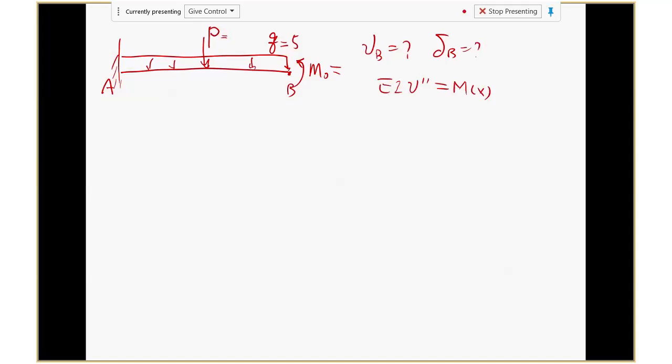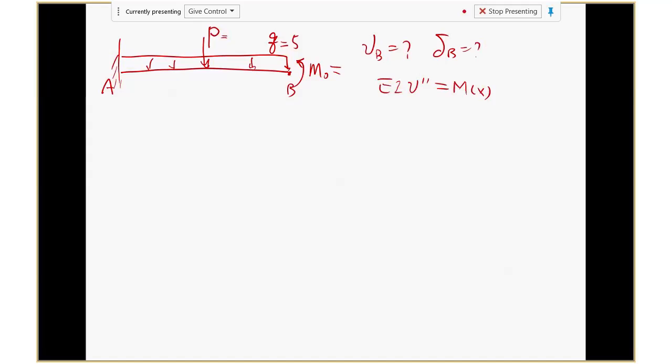Now, how can we use superposition to find the solution? I asked you to bring the book. Does anyone actually have the book here? Okay, how can we find the solution? All right, let me switch to the projector.